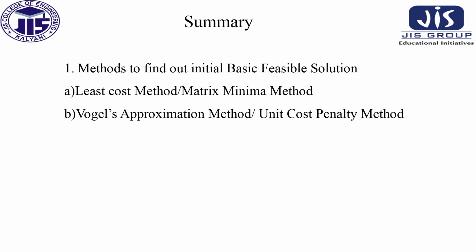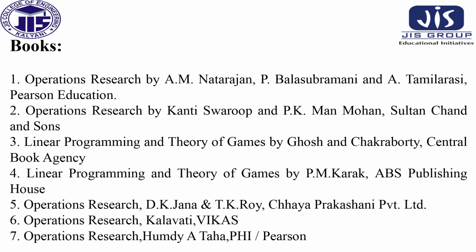So from today's lecture we have learned two methods to find out the initial basic feasible solution of a transportation table. These are the least cost method or matrix minimum method, and Vogel's approximation method or unit cost penalty method. So these are the books you can follow for your reference.